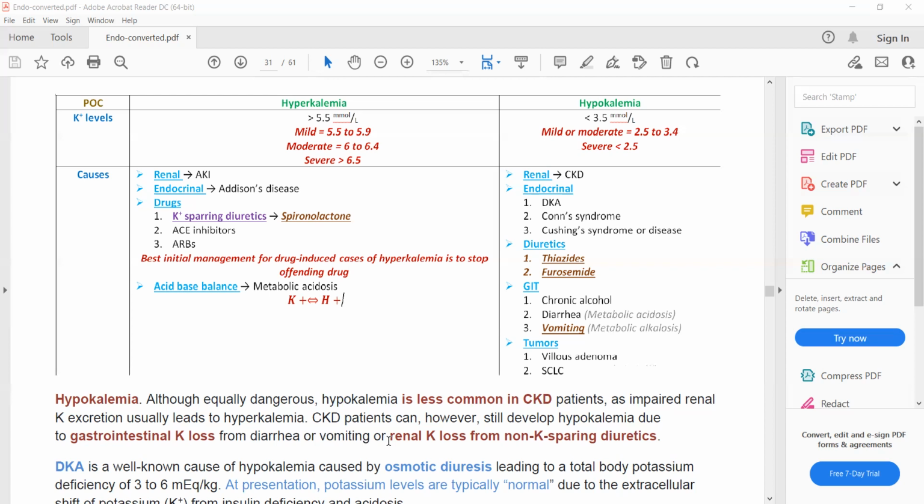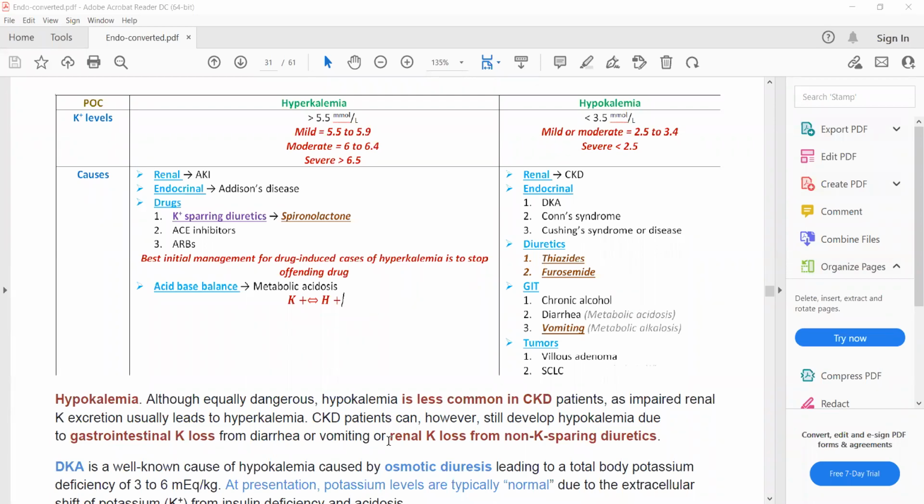Conn syndrome. Yes, Dr. Malia. Conn syndrome and Cushing. Cushing and Conn syndrome, yes, that's right. Excellent. So Conn syndrome and Cushing syndrome are causes of hypokalemia, endocrine causes of hypokalemia.